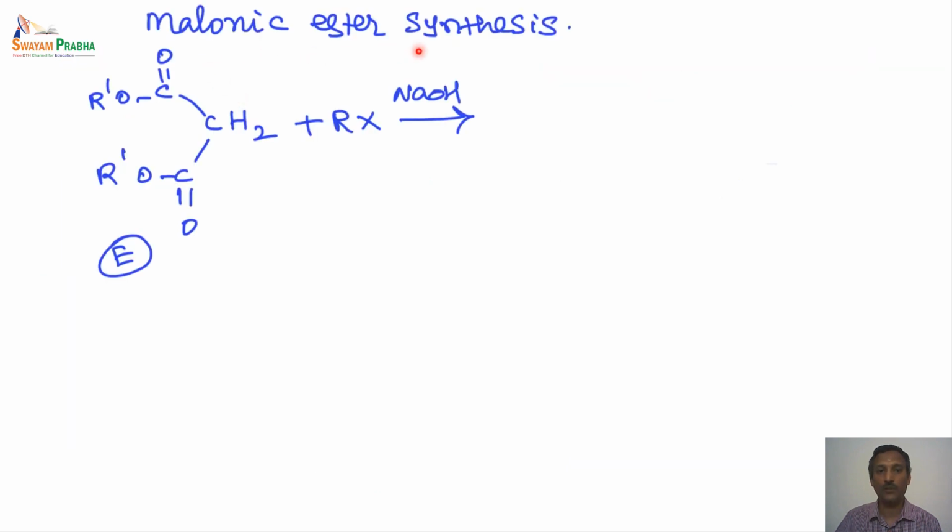The next one is the malonic ester synthesis. In this case we have a malonic ester. For convenience I put this particular group as E. So you can see here the E represents nothing but the ester unit, and this when treated with RX in the presence of sodium hydroxide produces the corresponding acid. Let us see how the reaction actually proceeds.